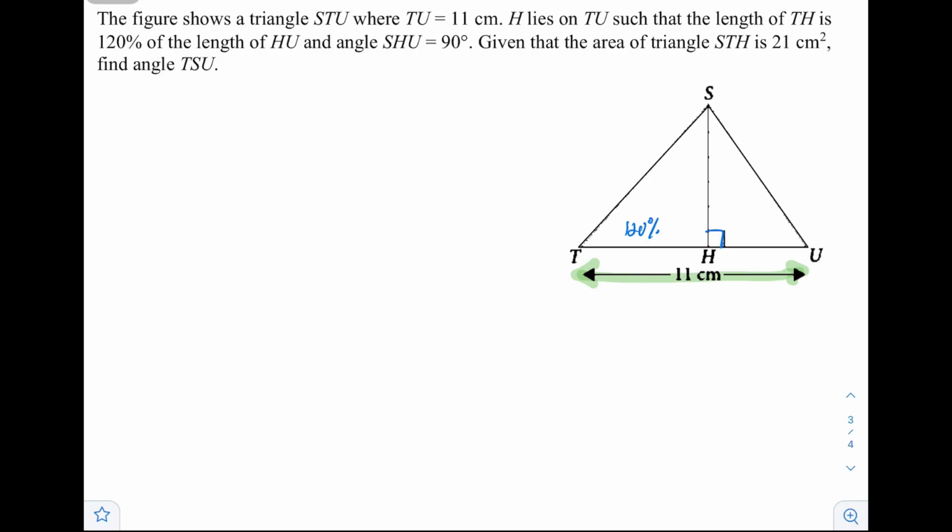So we are also told that the area of the triangle STH, which I'm going to mark out here, this triangle, the area is 21 cm squared. Okay, so what we need to find is the angle TSU, which is this angle right over here, which I'm going to mark out in red. Alright, so for this question, I think we can start by trying to find the length of TH and HU, as well as the length of SH.